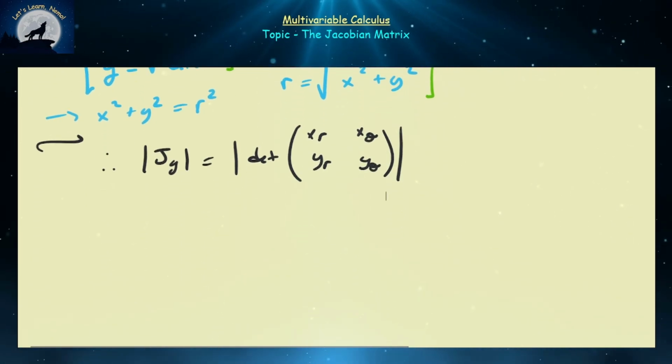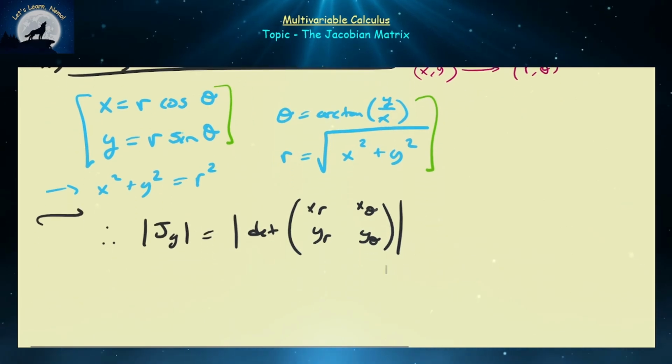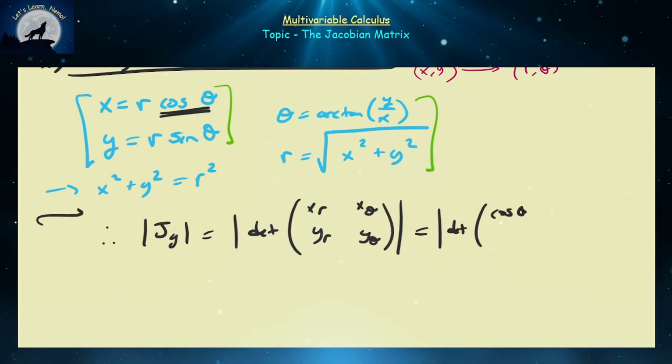So what is the derivative of x with respect to r? Cosine theta is just a constant, so that means this is just going to be the derivative of r times a number, which is just going to be cosine theta. And what's the derivative of x with respect to theta? That's going to be equal to minus r sine theta.